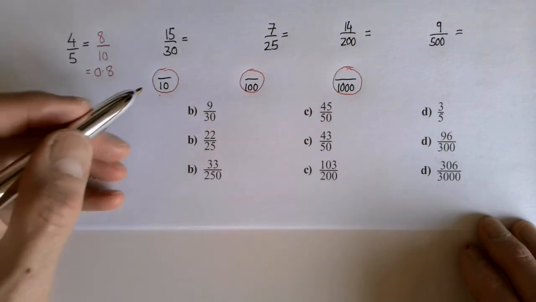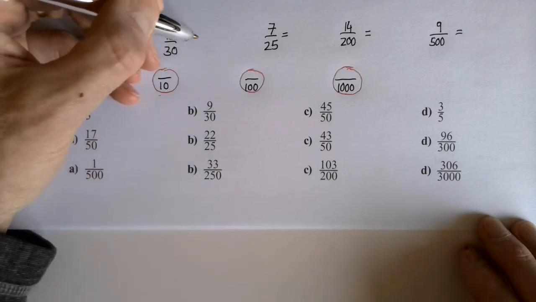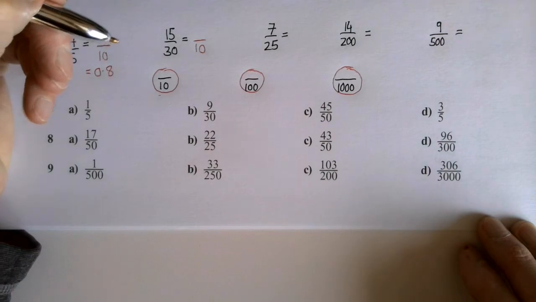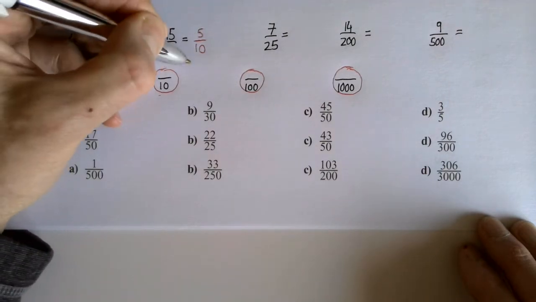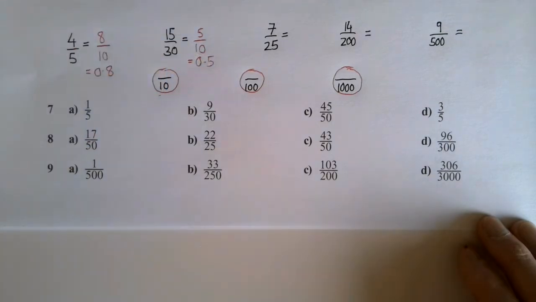Here, I can also go for a denominator of 10, can't I? This time, because they're both in the 3 times table, I can divide them both by 3. 30 divided by 3 is 10, 15 divided by 3 is 5, so that's a half. You might have spotted it as a half anyway, but it's 5/10, 0.5.